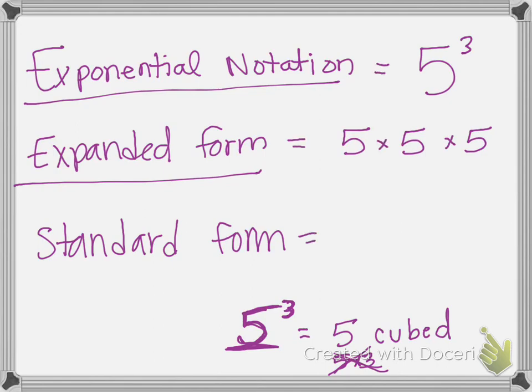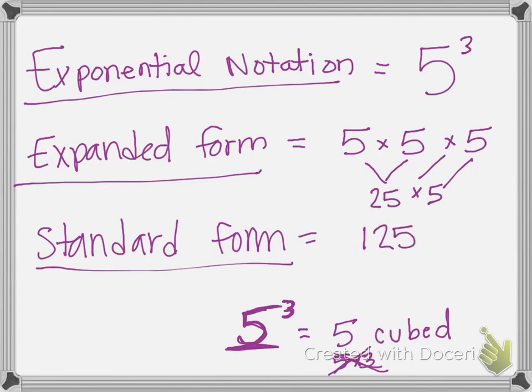And then standard form would be just what is the answer. So 5 times 5 would be 25. Drop down the rest. 25 times 5 would give me 125. So that's how we're going to be working and what we're going to be working with.